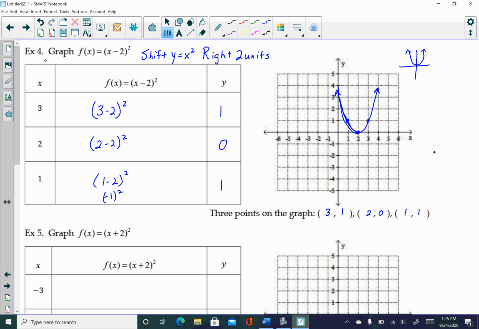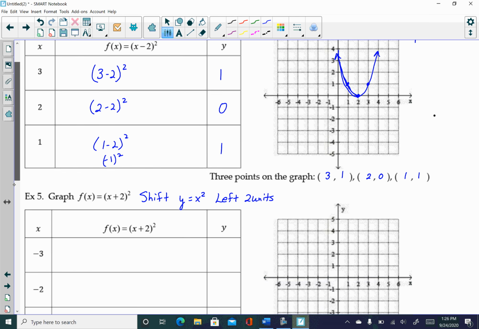so noticing how similar then example 5 is, if I have x plus 2 in parentheses squared, then we should expect that this is going to shift our graph y equals x squared. Since it's plus 2, we should find that this shifts us left 2 units.